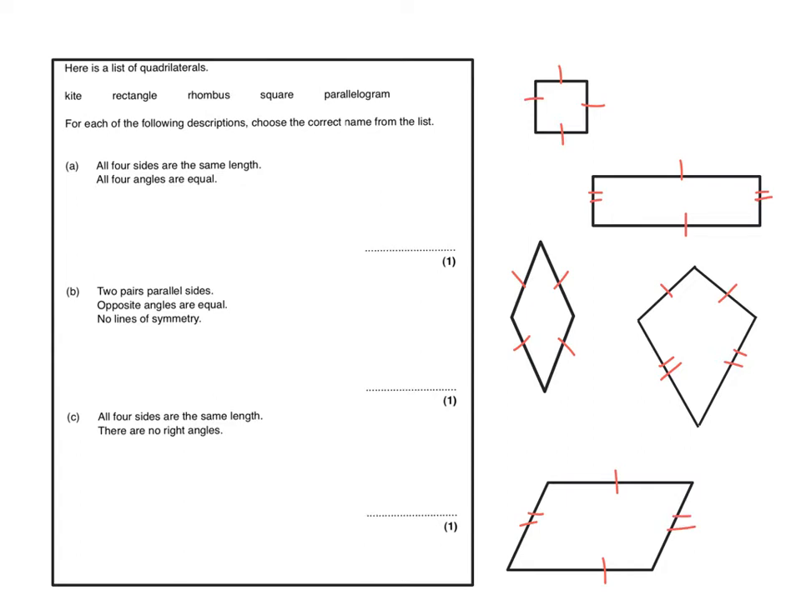All four angles are equal. I'm going to change colour. So in my square, they're actually all 90 degrees, so I can draw little boxes in the corners. And that's the same for my rectangles. Now in a rhombus, the opposite angles are equal.